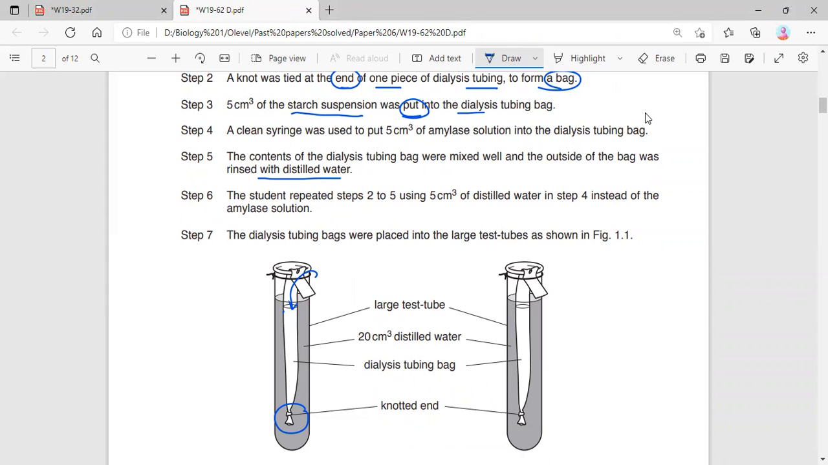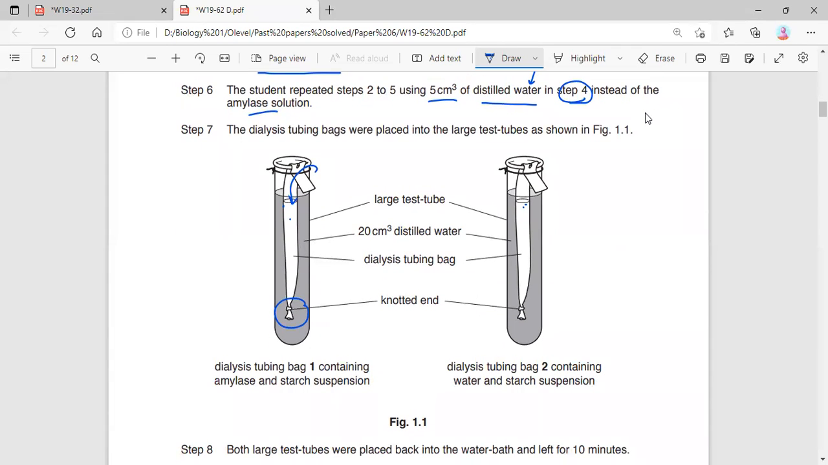Okay. He repeated the steps using 5 cubic centimeter of distilled water in step 4, instead of the amylase solution. Sorry, we skipped step 4. Here in step 4 he said that he put also amylase. So in this test tube he put starch and amylase, while in this test tube he put starch, same volume of starch. So this is also a controlled variable since he put the same volume of starch in both, while instead of the amylase he put distilled water.